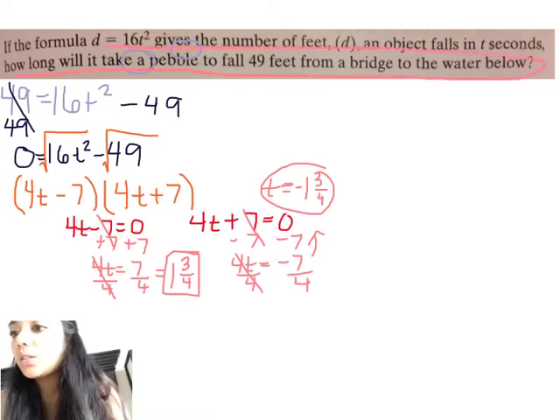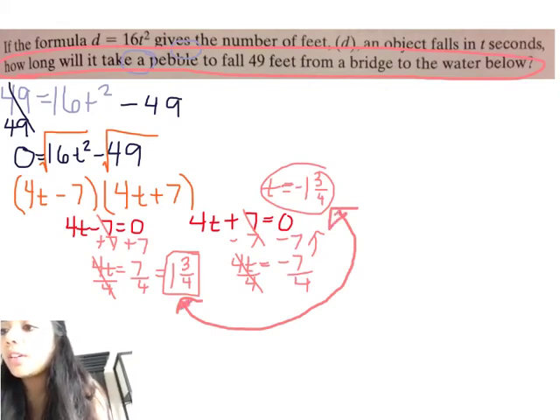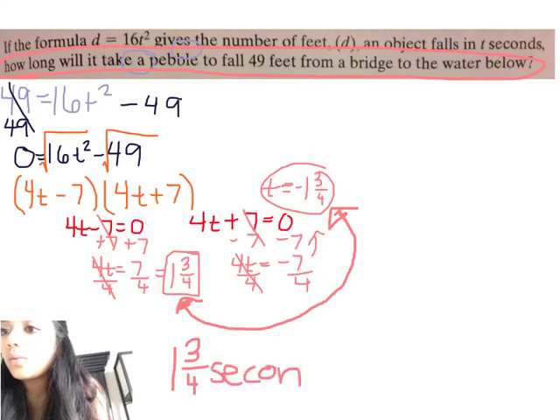So now on this side I subtract 7, 4t equals -7, divide by 4, and then I would have t equals -7/4, or t equals -1 3/4.